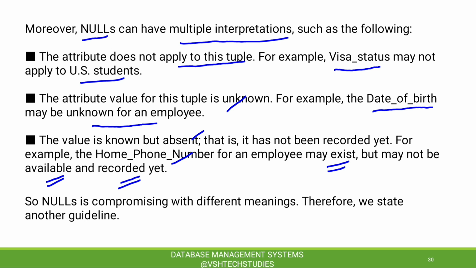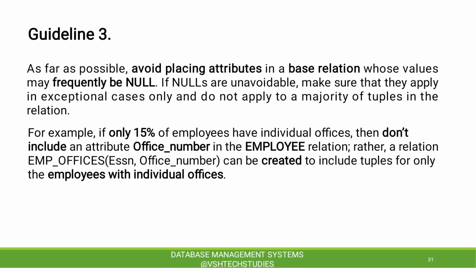Even if it exists, that may not be available, hence it is not recorded. So here the null value is giving three kinds of meanings. In the third one, again two kinds of meanings. So null is compromised with different meanings. That is why another guideline is stated, that is guideline 3. So as far as possible, avoid placing attributes in a base relation whose values may frequently be null.